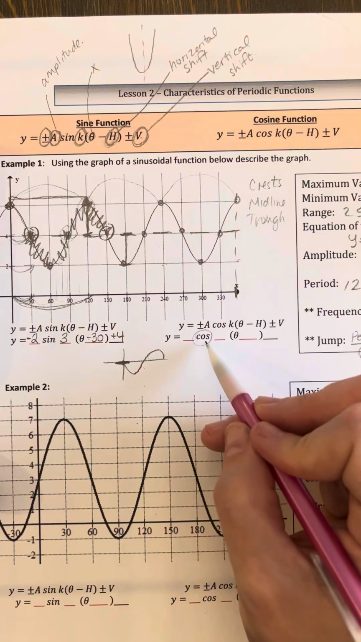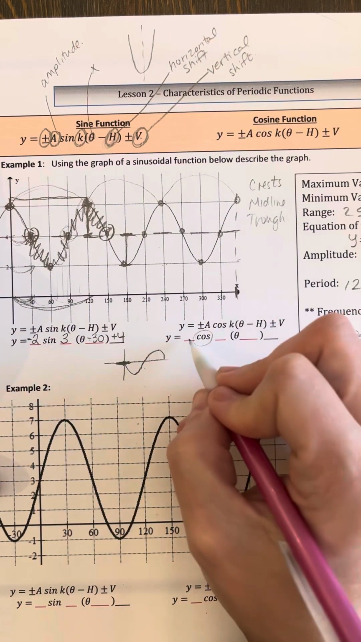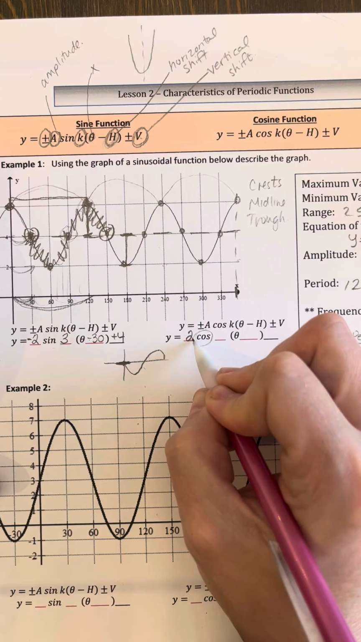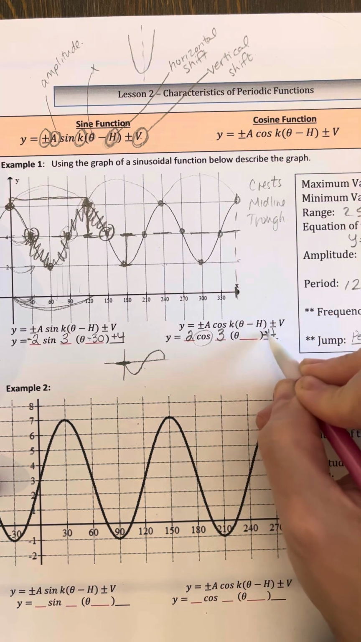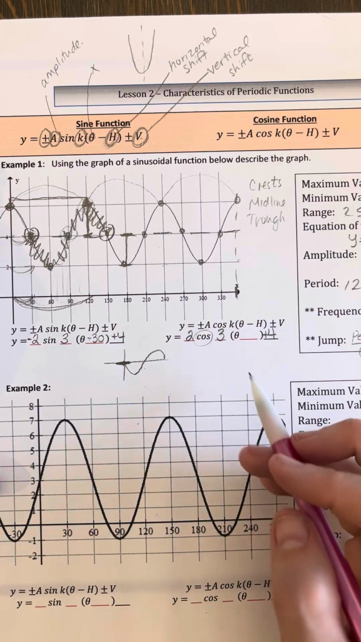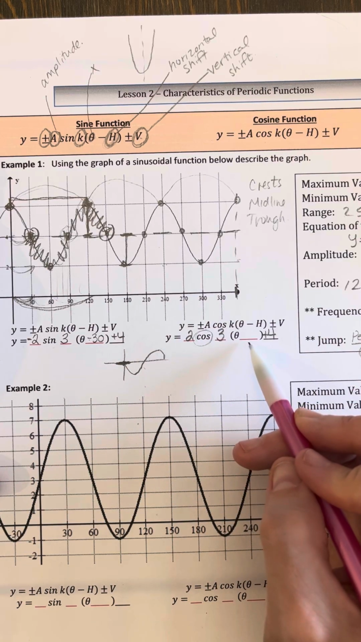Okay, when you go to write your cos graph, a lot of these values stay the same. Okay, your amplitude stays the same, that doesn't change. Your frequency doesn't change, and your vertical translation doesn't change. All of those stay the same. The only thing that's going to change is whether it's positive or negative and what the horizontal translation is.